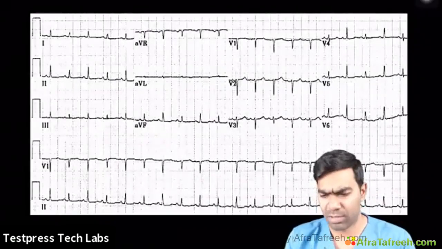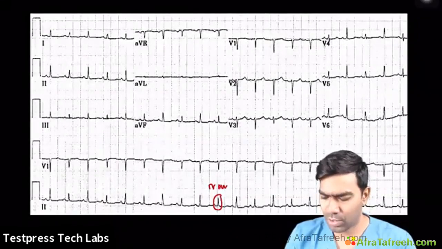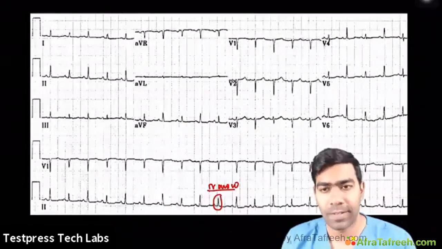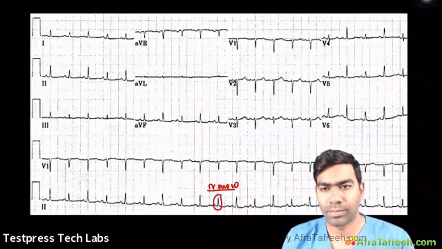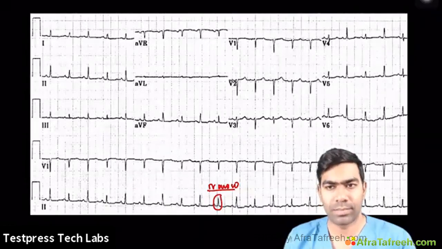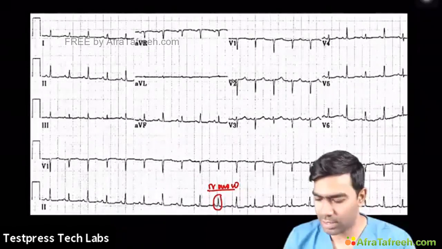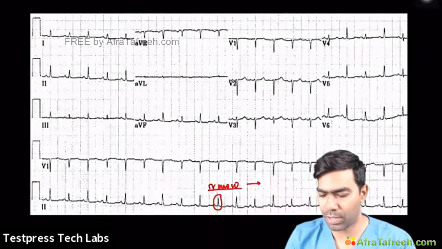So very simple. Now it's a narrow complex, of course. There's no doubt about that. This is definitely a narrow complex. If it's a narrow complex, what is the next step? See the rhythm. The rhythm is regular. You can see it's very, very regular. As a whole, if you put the scale, it is very regular. So it must be a regular rhythm. So narrow complex, regular rhythm. What is the next step?